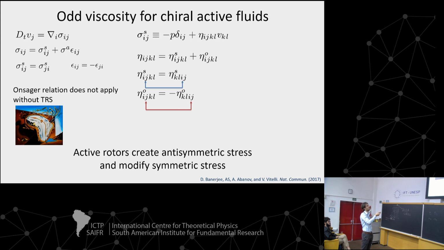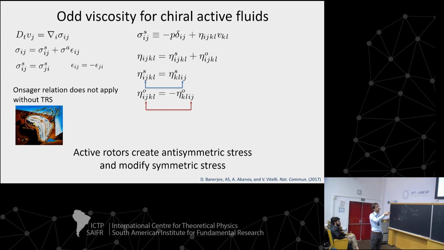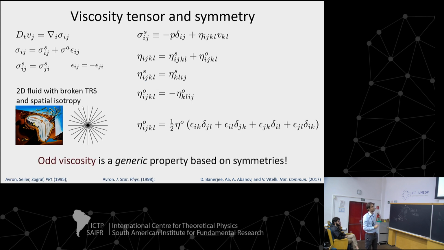And without time reversal symmetry, you can have the Onsager reciprocity respecting component, which is the symmetric one, and the anti-symmetric component, which is the odd one, right? And so one way to think about odd viscosity is that it's all of the coefficients that are consistent with this anti-symmetry in the viscosity tensor.